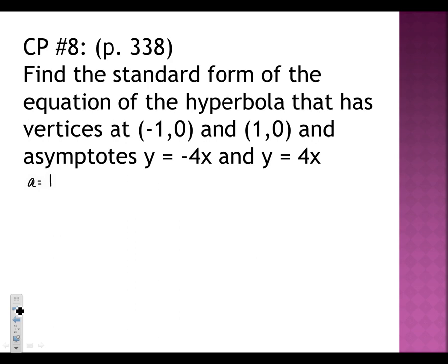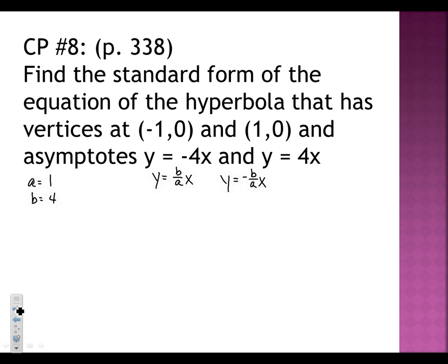Our asymptotes. Okay, asymptotes, remember, are a over b and b over a. Okay, so if we have 4's there, we must have b over a. I didn't write them in the right order, but that's okay. So b is going to either be 4 or negative 4. And we can find our c.